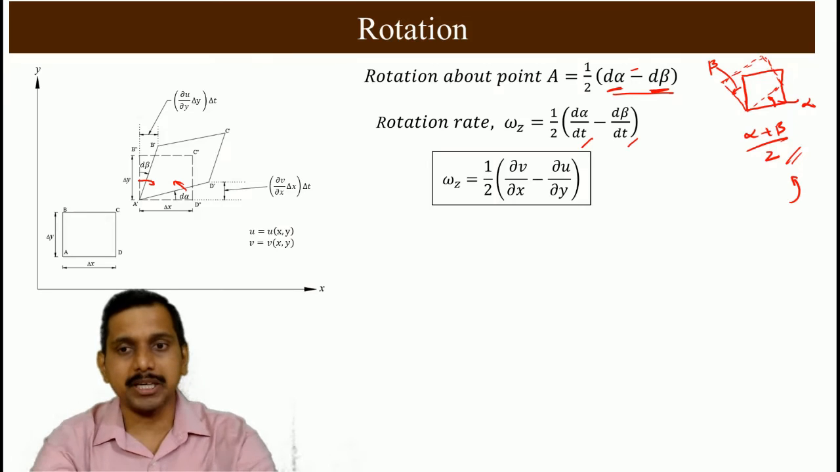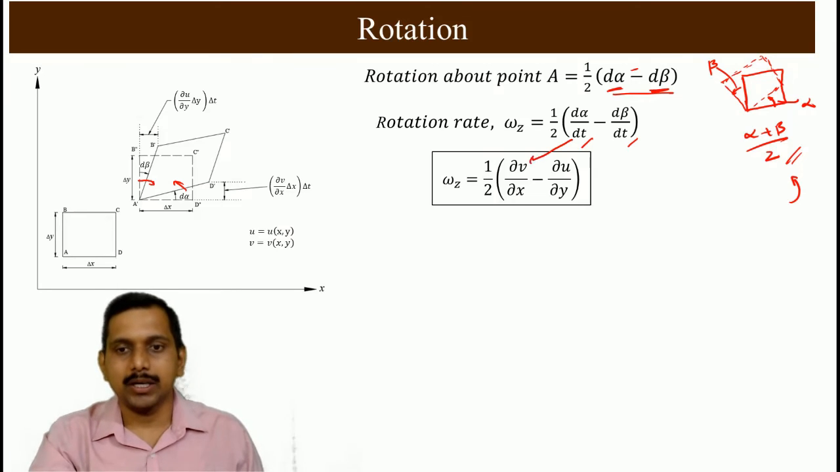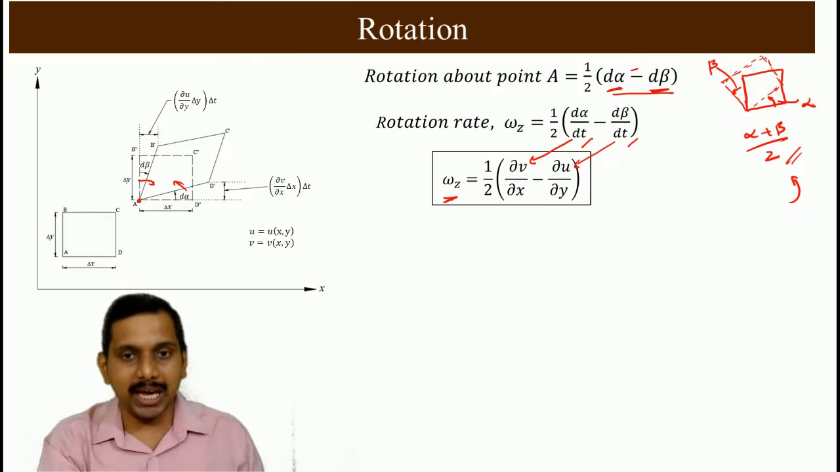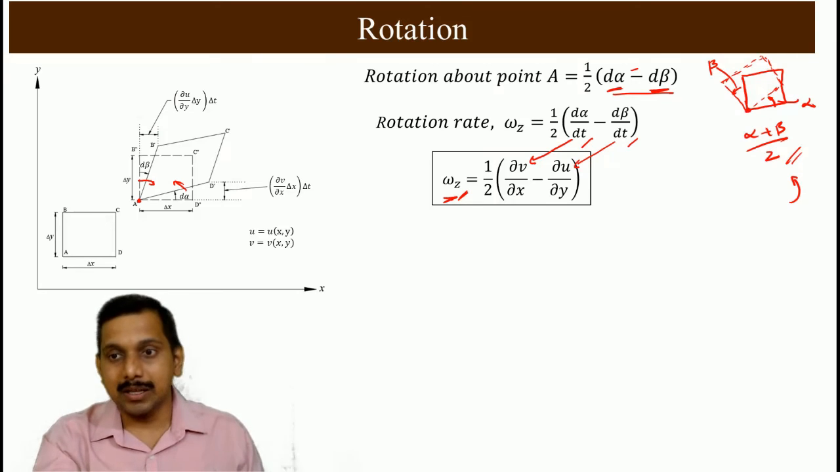D alpha by dt is given by dou v by dou x, and d beta by dt is dou u by dou y. So omega z, why it is considered omega z is because the rotation is about this point A about the z axis. That is why this is omega z. Okay, I hope you understand. This is the point about which it is rotating, and the axis about which it is rotating is the z axis.